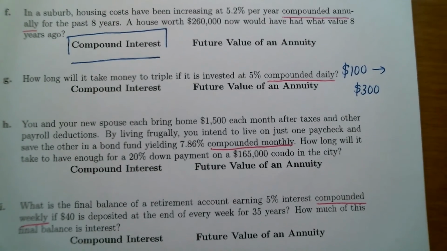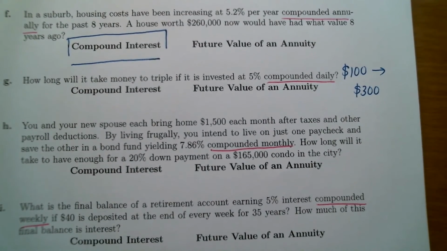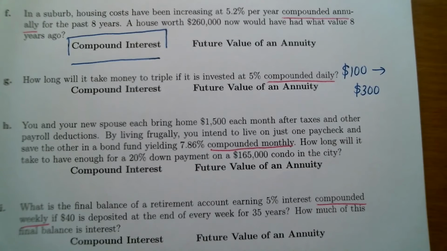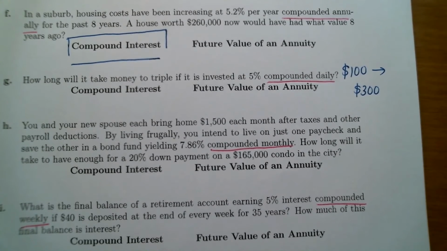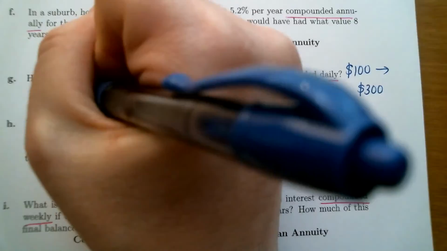You could pick anything here. How long will it take $1,000 to turn into $3,000? So the dollar amount is not important here. That's why it's not included. The key here is you are taking this one lump sum. There is no mention of regular deposits, and you're trying to figure out how long it's going to take that one lump sum to triple in value. So again, a compound interest problem.